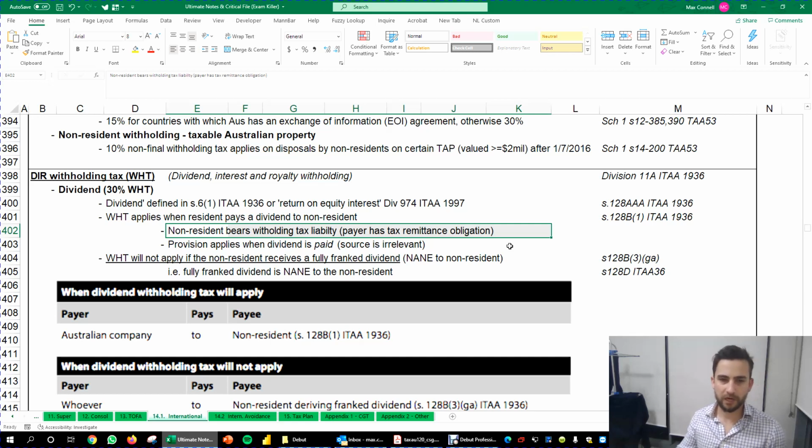Withholding tax will not apply if the non-resident receives a fully franked dividend. So it's non-assessable, non-exempt to the non-resident because tax has already been paid on it, so the government doesn't need to double tax it. The withholding tax is 30% and the franking credit is 30%, so it basically nets out, so you don't have to withhold tax on a fully franked dividend.